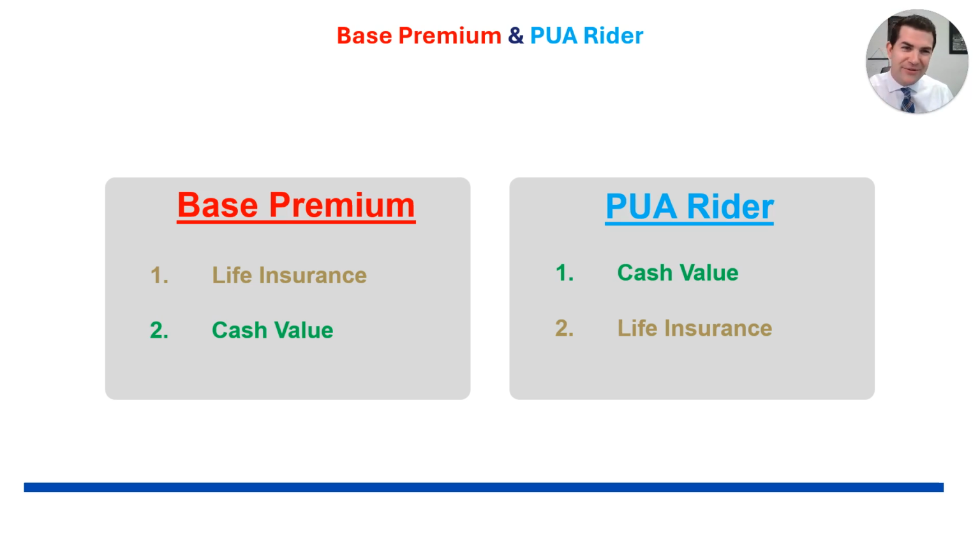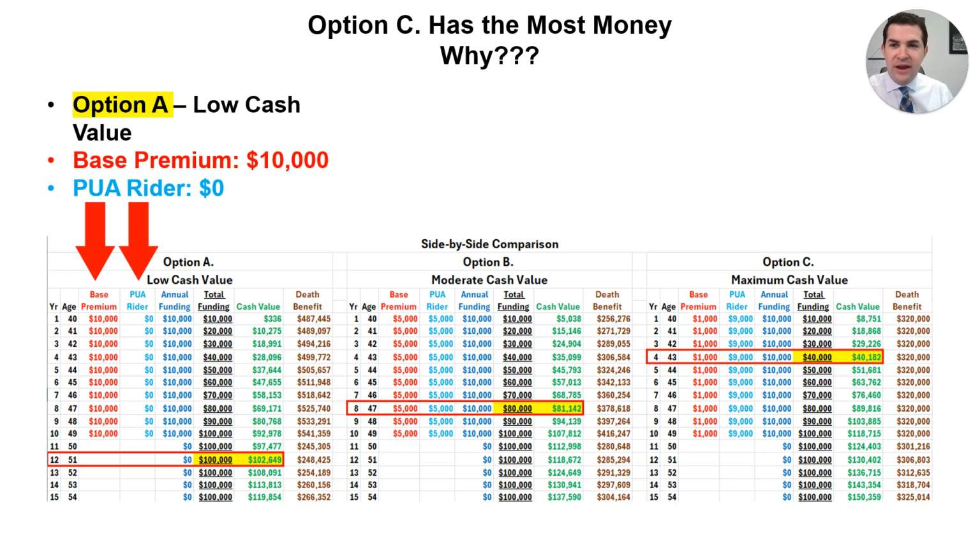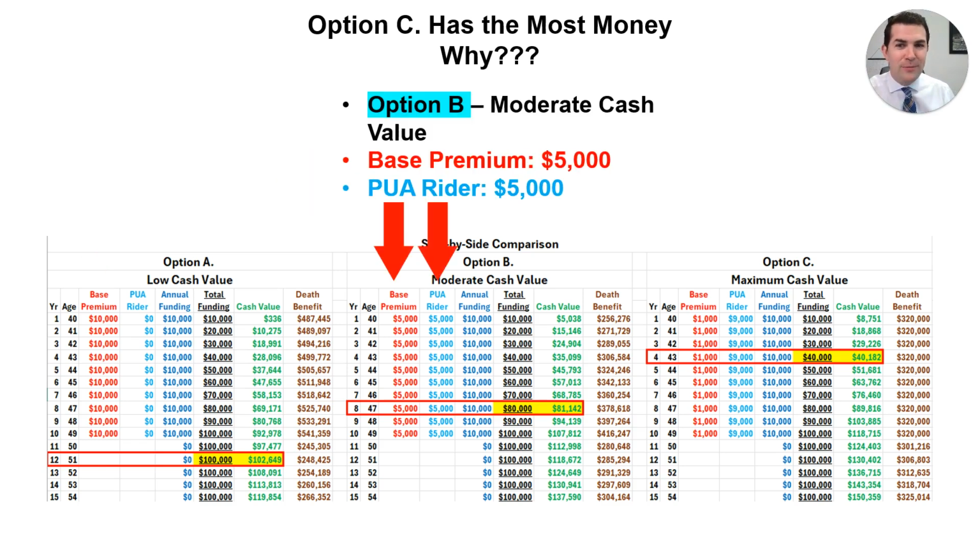Make sense? All right. Let's look at the 3 options again. We'll recap here. So we've got option A. How much went to base premium? $10,000. How much went toward your PUA rider? $0. As a result, the cash value is not attractive. It takes 12 years just to get your money back. What about option B? Well, we split it down the middle. $5,000 toward the premium, $5,000 toward the PUA. What do you notice about the cash value? It takes about 8 years to get your money back.